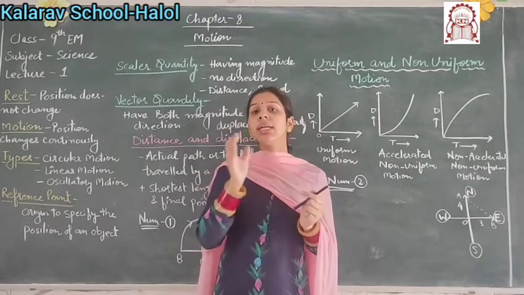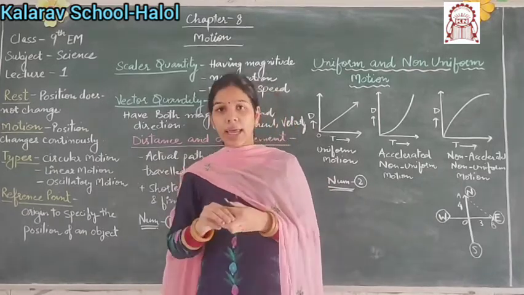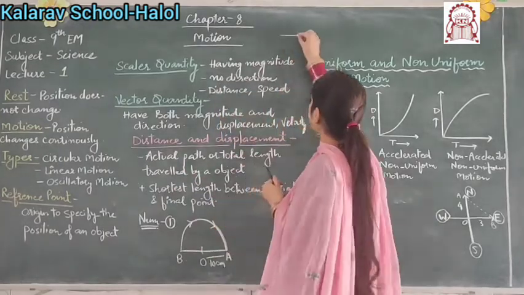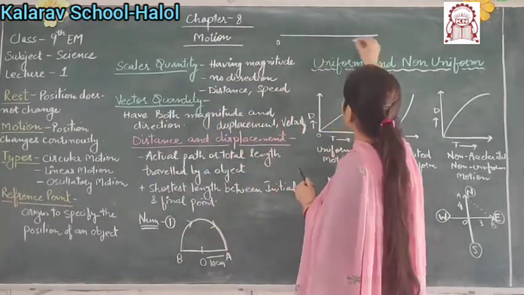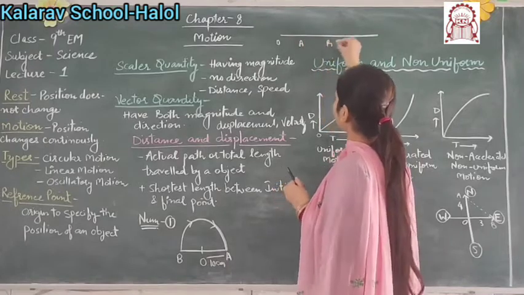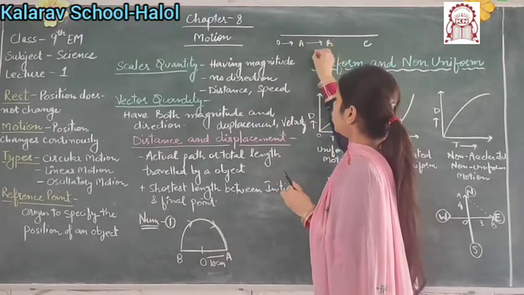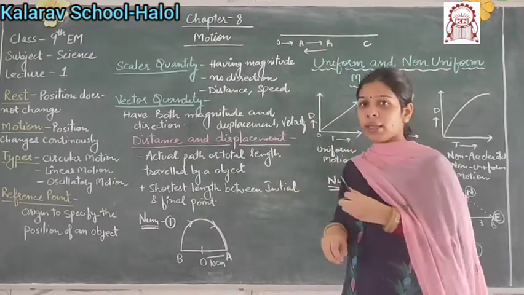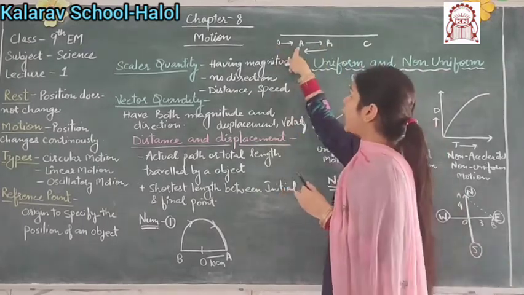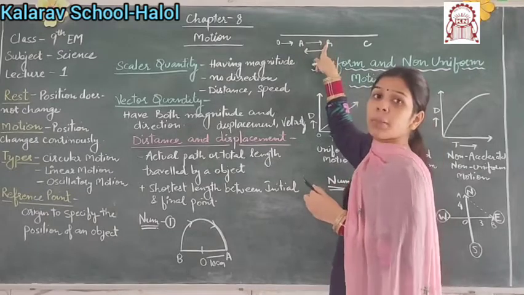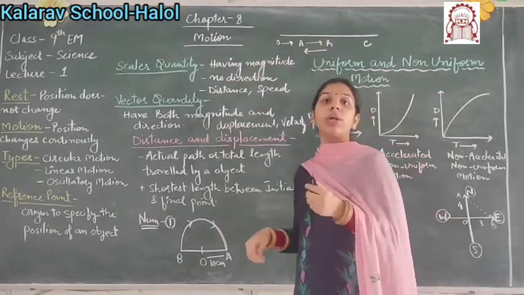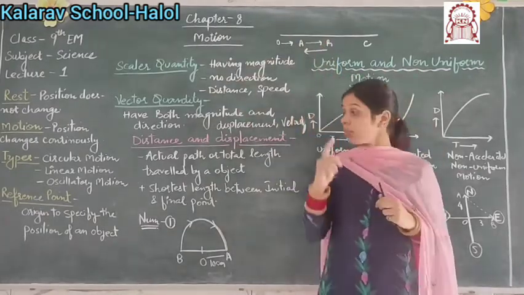So it is the total distance covered by an object. Here, when an object is moving from point O to A to B, then going back from B to A, the distance is OA plus AB plus BA. So it is the distance.